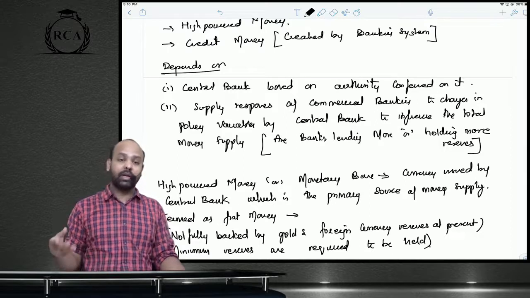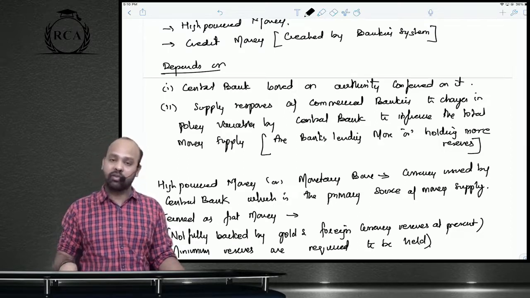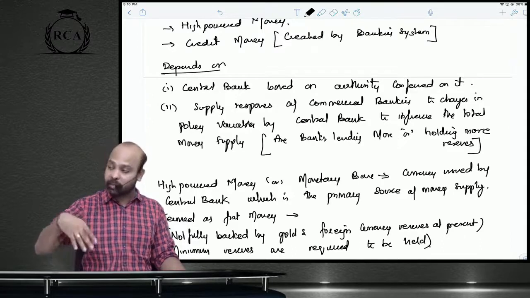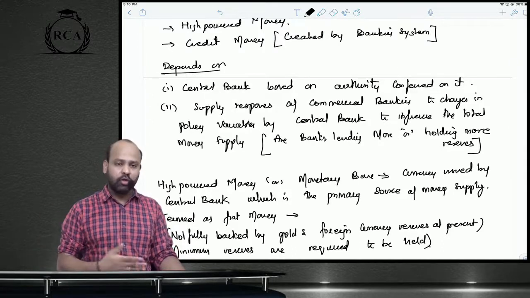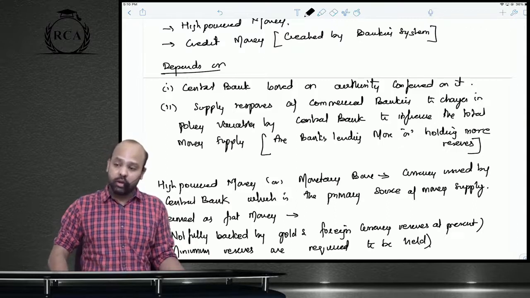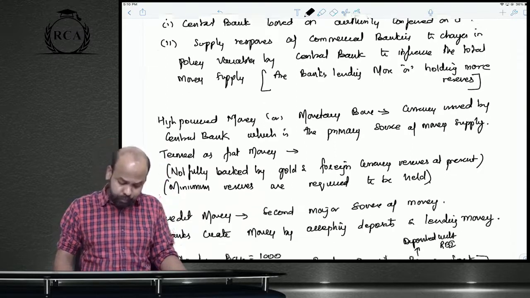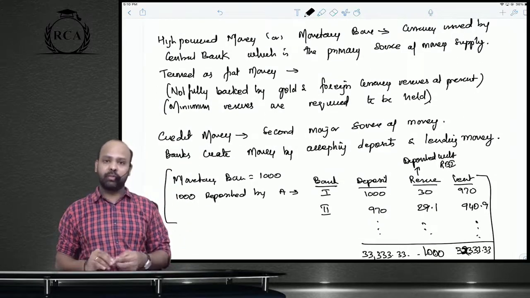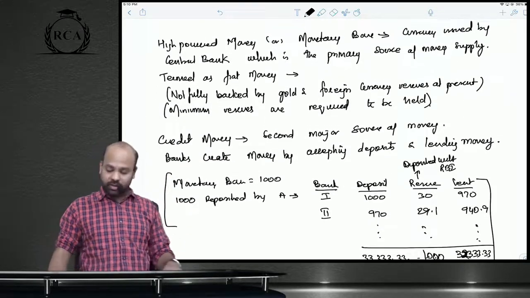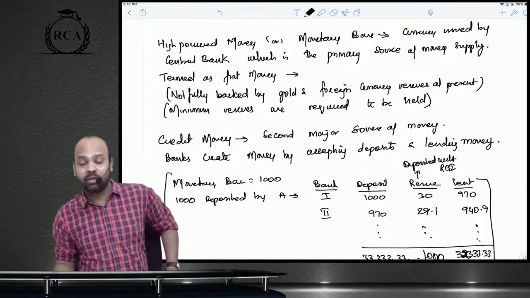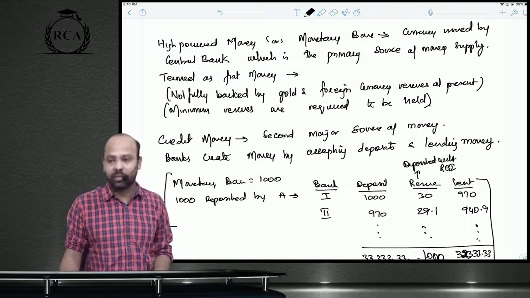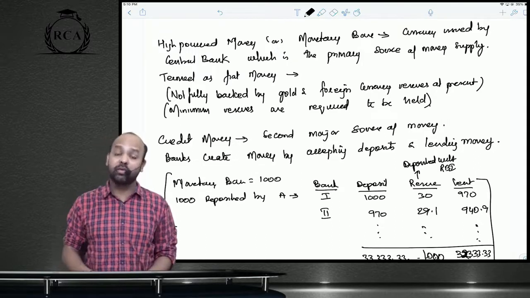If the RBI is changing your CRR, cash reserve ratio, guys, are banks actually lending more money, or are they holding excess reserves, are they parking money under reverse repo? All of that would determine the amount of the total money supply in a country. Now, when you say high powered money, it is the monetary base, which is basically the currency issued by the central bank, which becomes the primary source of money supply.